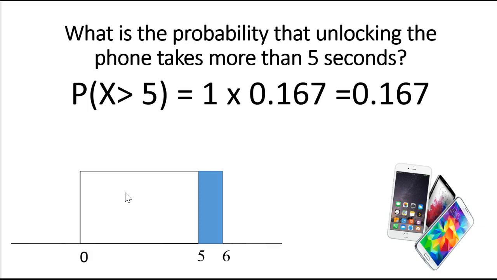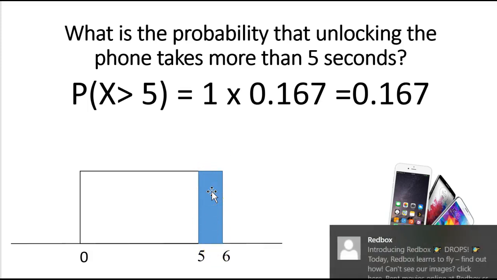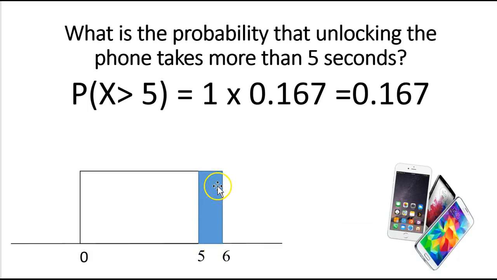What is the probability that unlocking the phone takes more than 5 seconds? So what we're going to do is shade the rectangle that corresponds to this interval. Being greater than 5 seconds is the same as talking about the interval from 5 to 6, and we're going to shade the curve above that. Notice here that we've got a length of 1 and a height of 1/6. So taking the length times the height gives us the probability, which is 0.167 in this case.